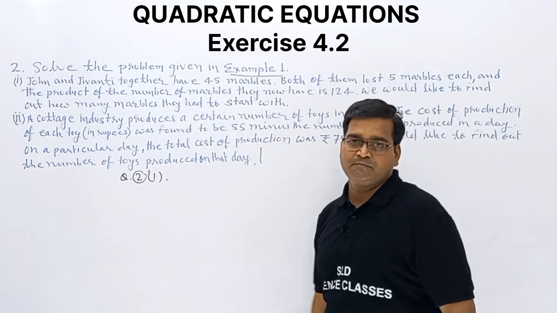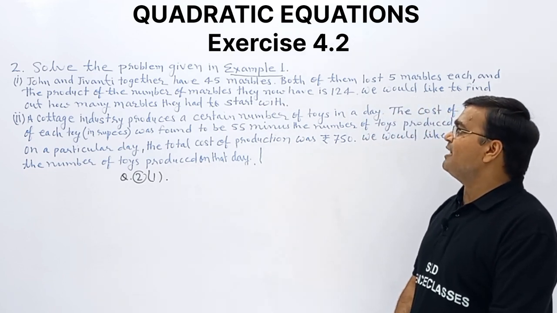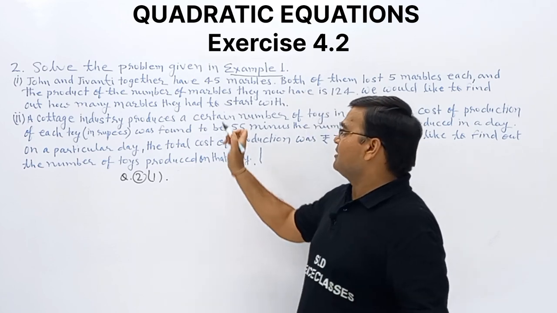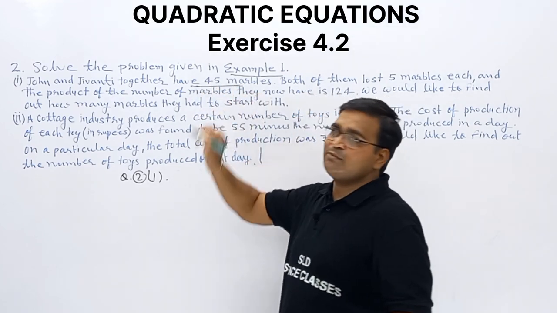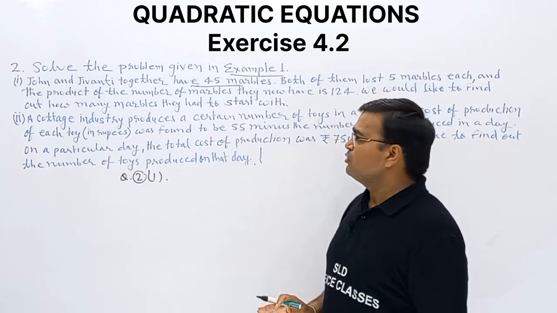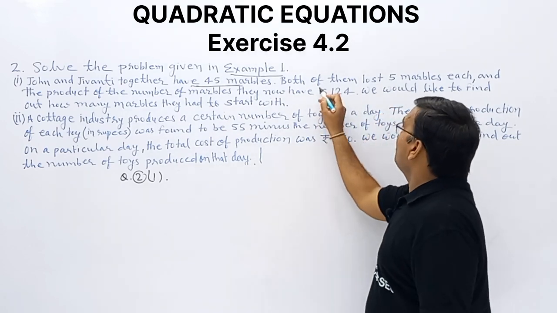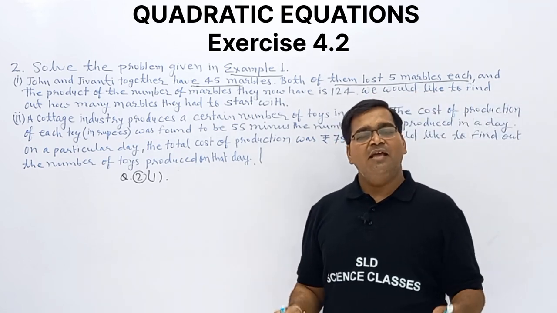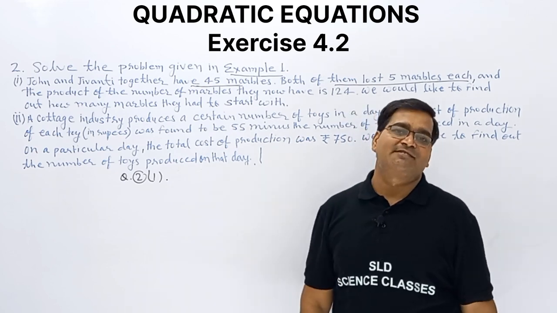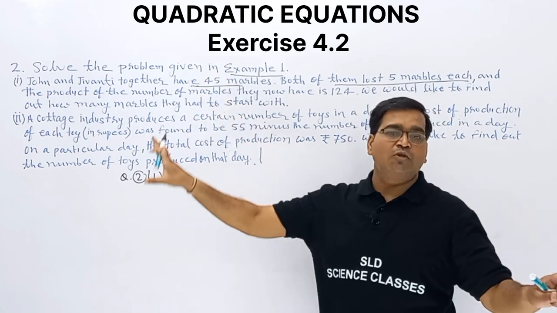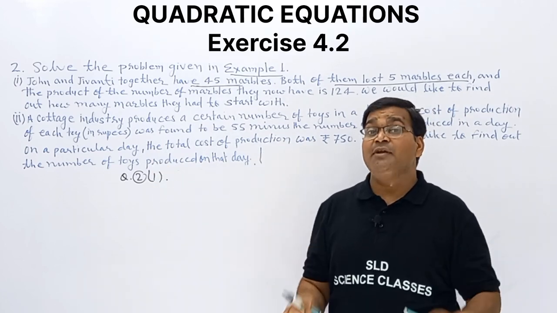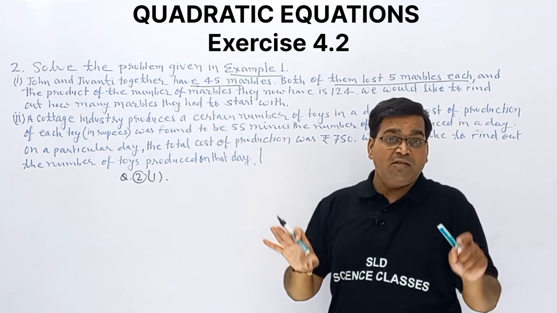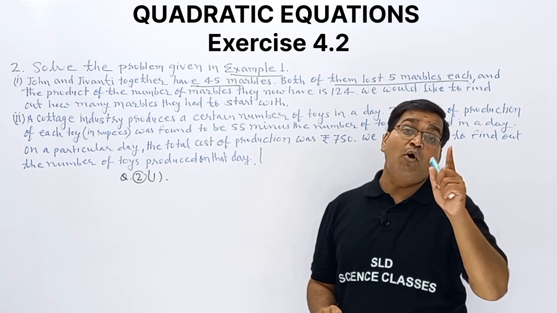John and Jivanti together have 45 marbles. Both are having 45 marbles. This is the total number of marbles. Both of them lost 5 marbles each. Another condition: they lost 5 marbles. Having 45 both, but we still need to find how many marbles John and Jivanti are having.